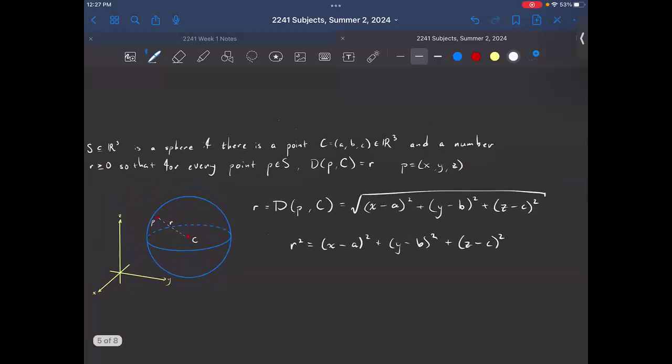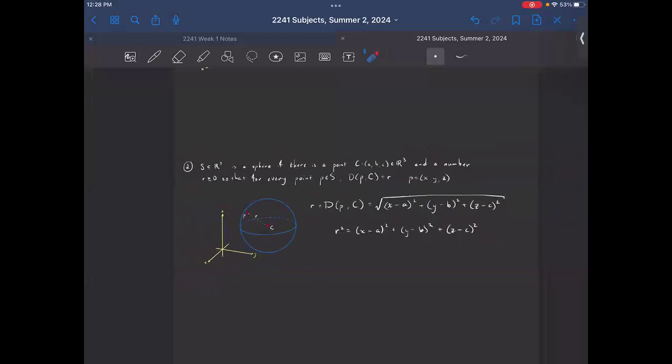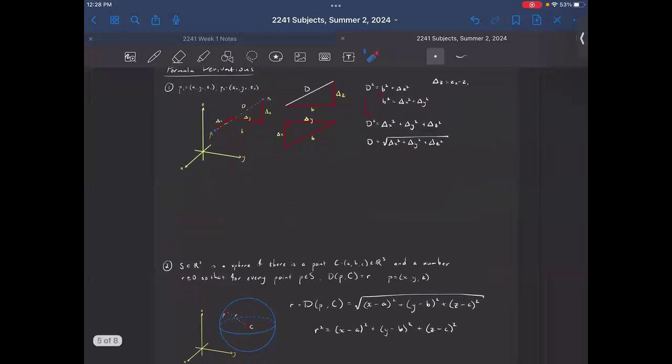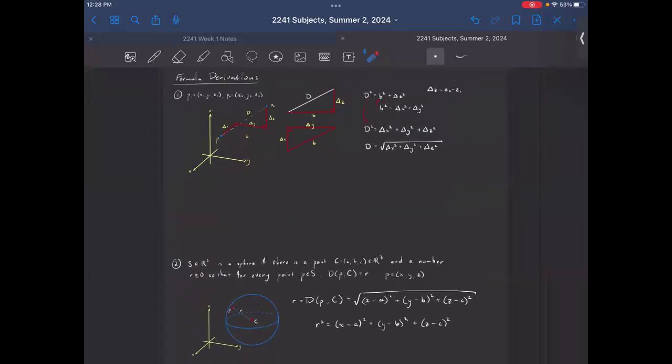So what I'm saying with this equation is that all of the points P equal (x, y, z), which satisfy this equation, form this sphere in blue over there. And it comes directly from the distance formula for the distance between 2 points. We just fix that point C and then allow P to vary as long as r is constant. All right, and that is the explanation for the formulas in section 1.1.